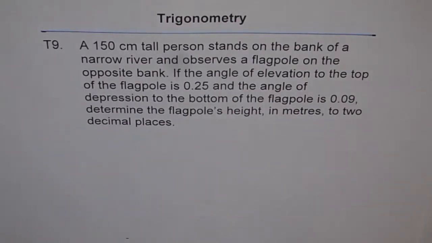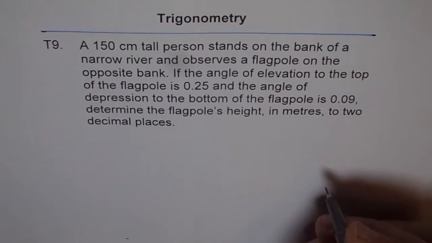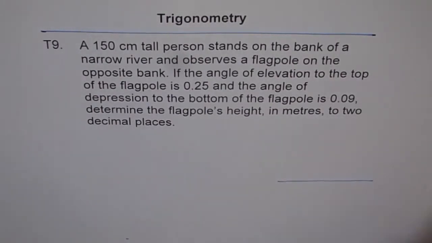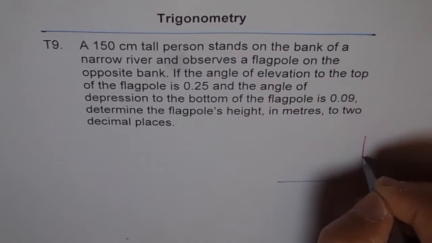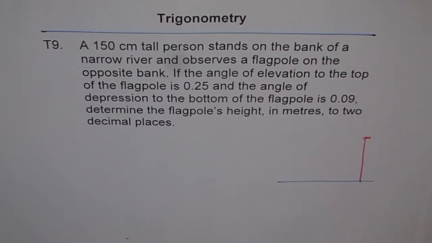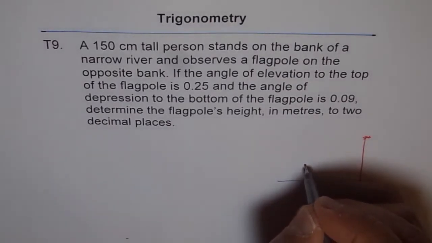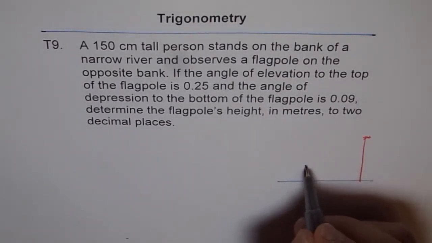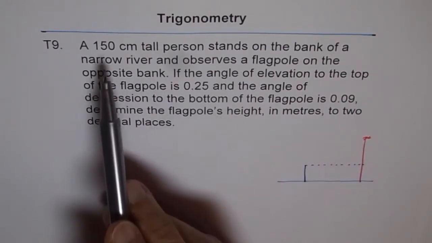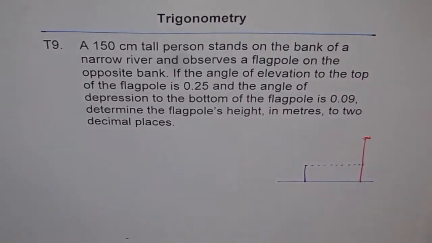So let's first draw a sketch to represent the situation. Think like this: this is the narrow river, and we have a flagpole here at the end of the river. That is our flagpole, at the end of the river, and a person standing on this side with a height of 150. So this is the height of the person, which is 150 centimeters.